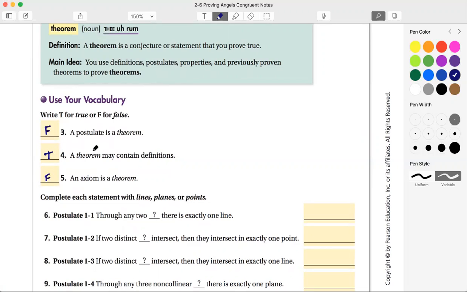That's false. An axiom is very similar to a postulate. This is the most basic. It's something we just assume to be true that we don't prove. Sometimes we can't even prove it. This is like a basic fact of life.